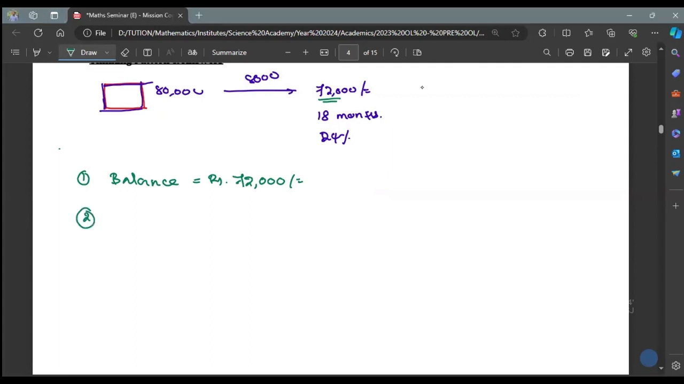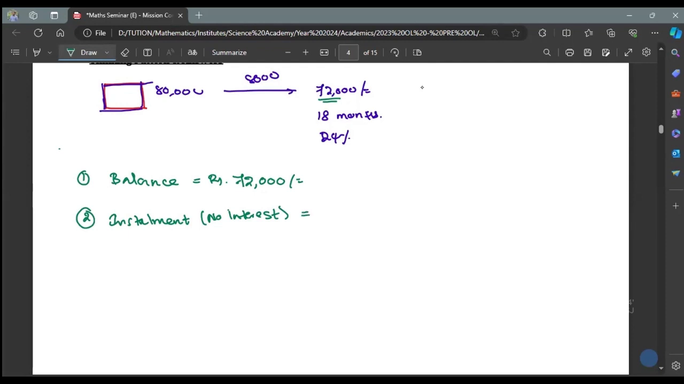Step number two, calculate the installment with no interest. You can concisely write the sentences like this. You don't have to waste your time writing lengthy sentences like interest-free monthly installment or installment without interest. You can just write installment with no interest.